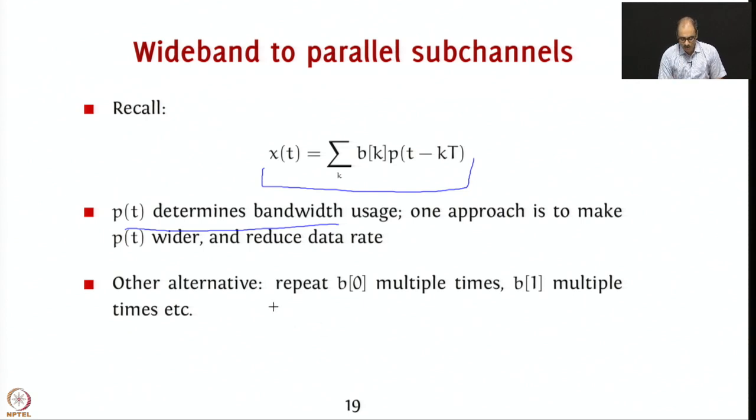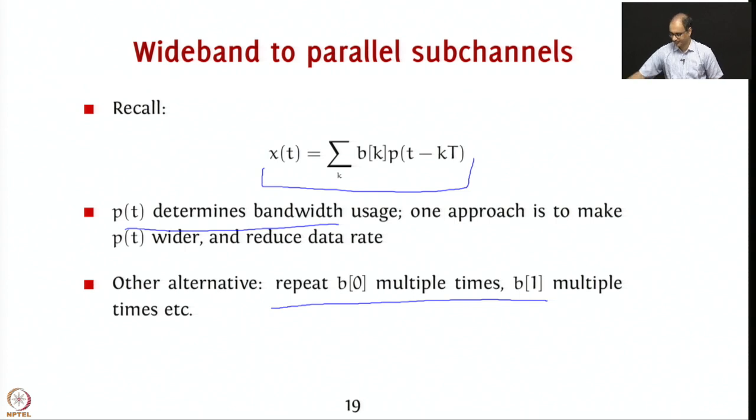So one approach is very simple. Why don't we just repeat b_0 multiple times, b_1 multiple times? Okay. Now this sounds a little strange. I'm saying use the same p(t) that uses your bandwidth between minus W by 2 and W by 2. And if you start repeating b_0, b_1 multiple times, then that results in a slightly lower frequency usage pattern.